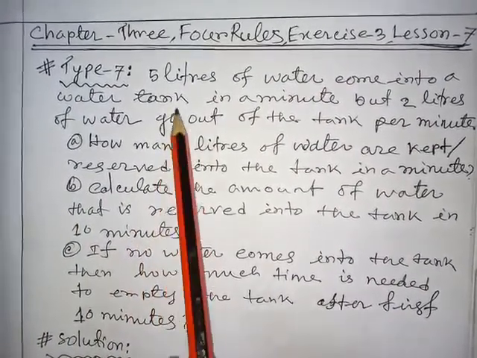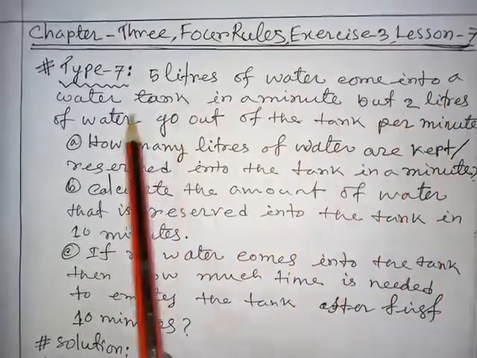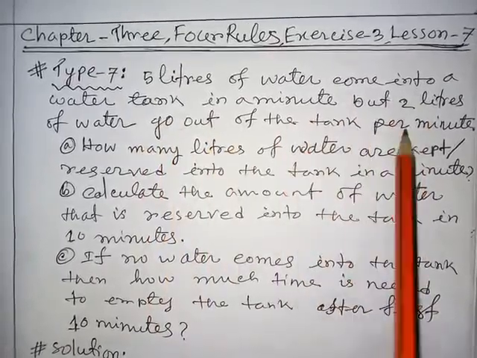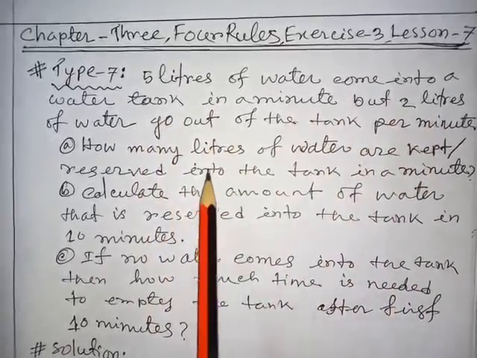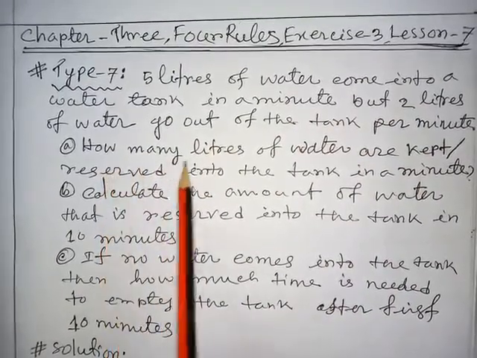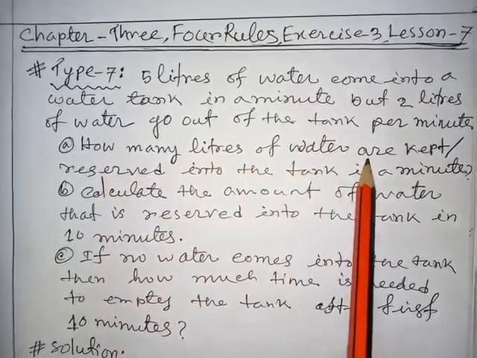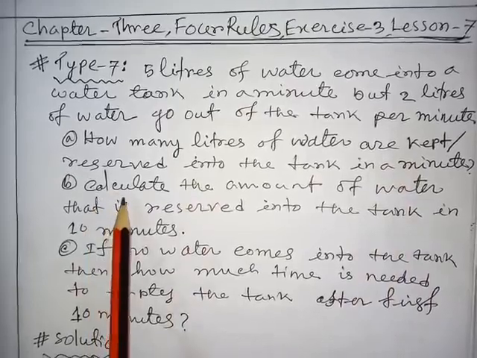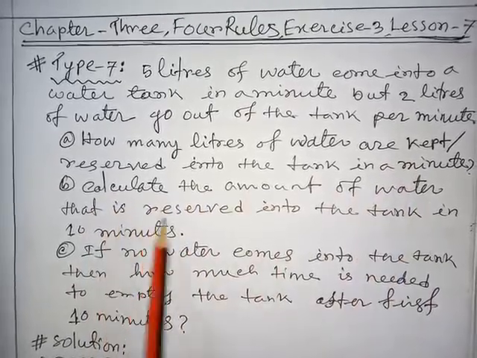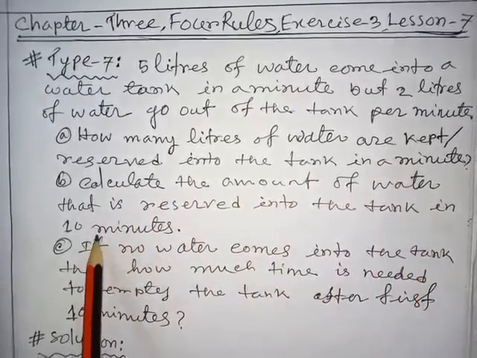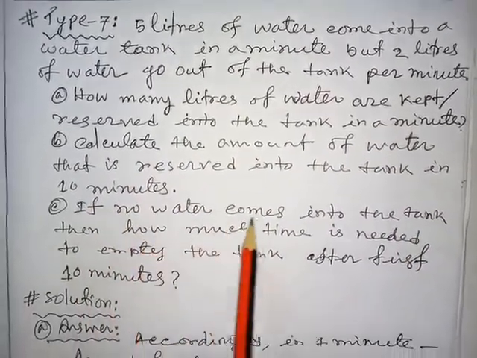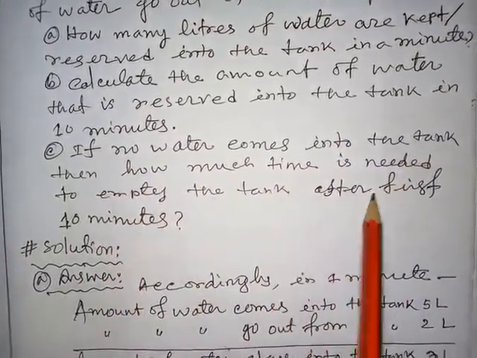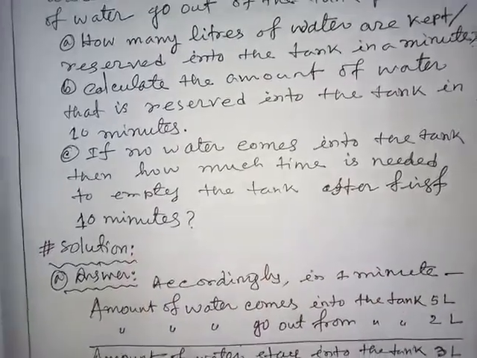Let us start the problem. 5 liters of water come into a water tank in a minute, but 2 liters of water go out of the tank per minute. So this is the main stem or main information of the questions. Now the first question: how many liters of water are kept or reserved in the tank in a minute. Then question B: calculate the amount of water that is reserved in the tank in 10 minutes. C: if no water comes into the tank, then how much time is needed to empty the tank after the first 10 minutes. So let us start the solution.